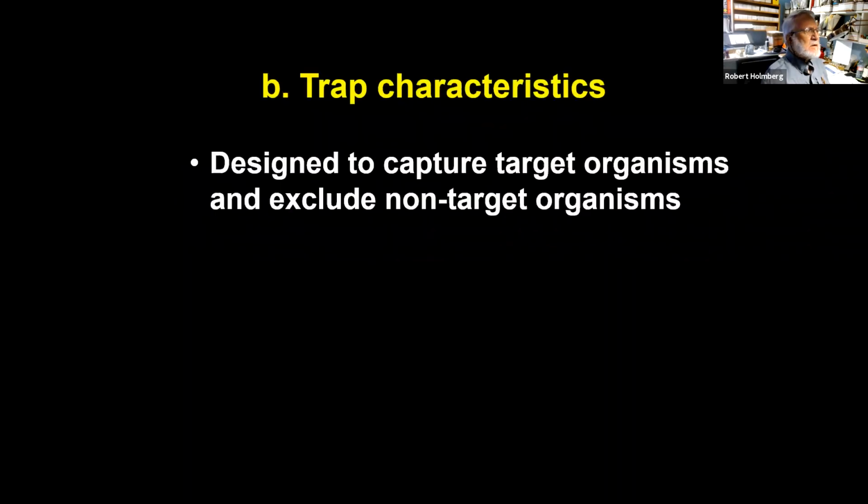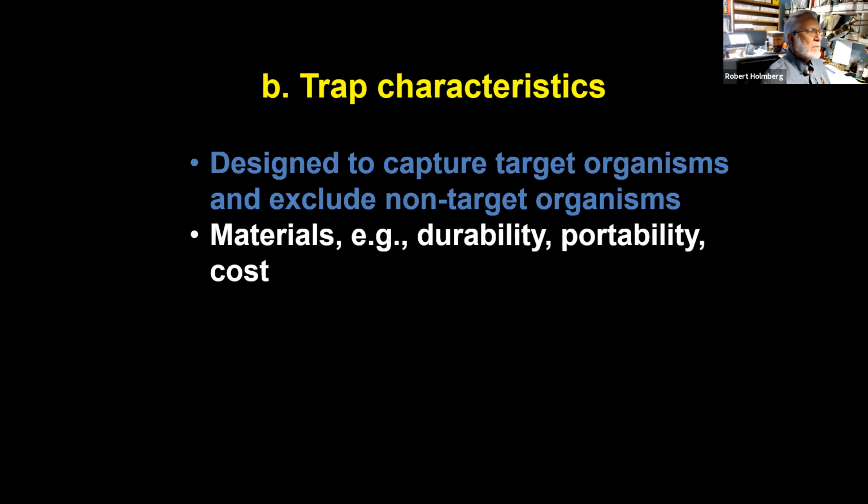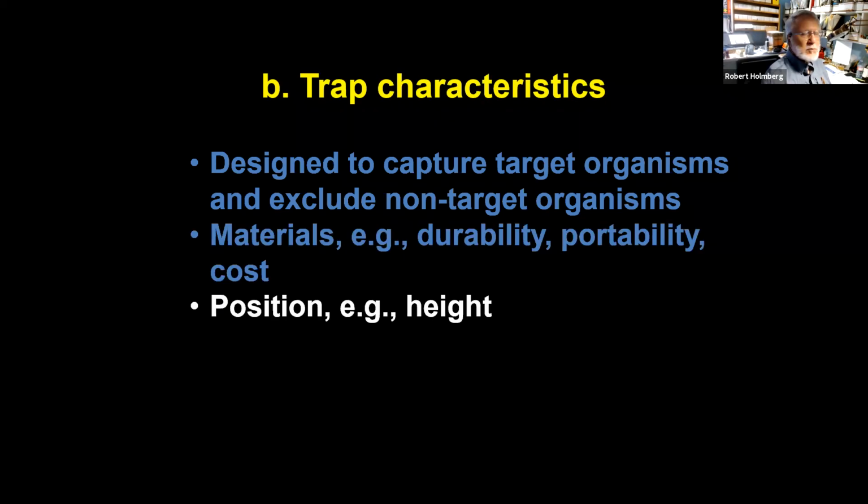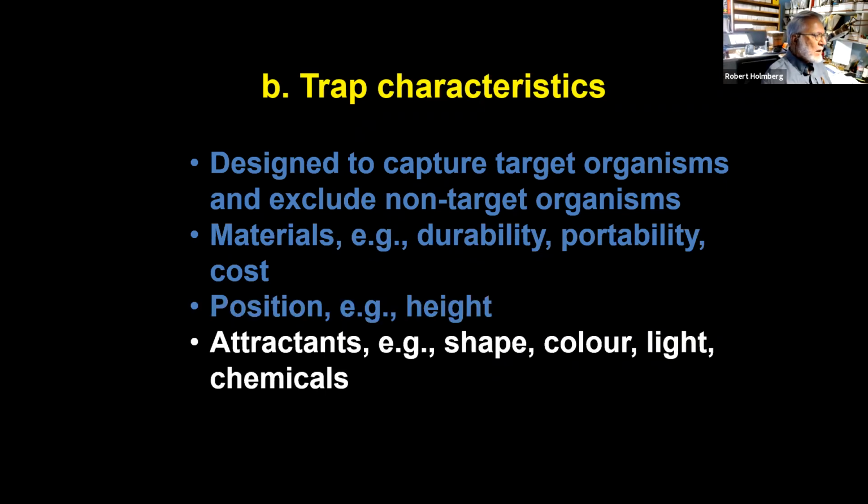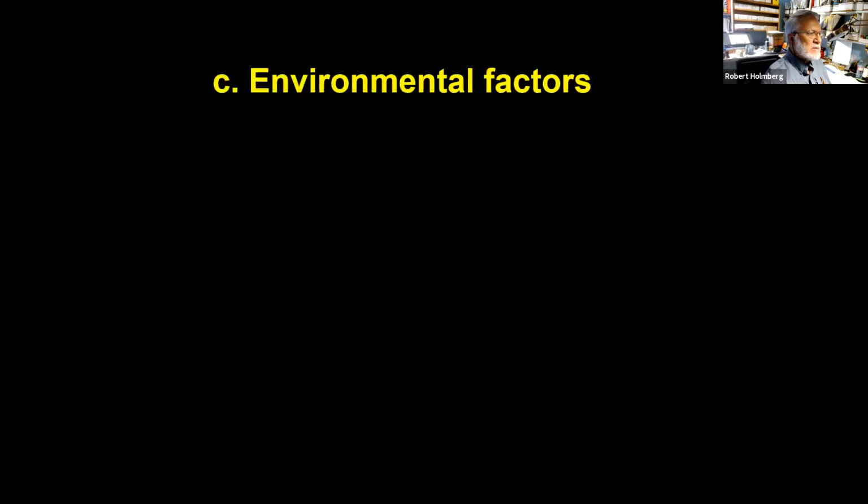Okay, trap characteristics. Well, you're trying to capture your target organisms and exclude non-target organisms. And this is often very, very difficult. And the materials, the durability, the portability of these things, the cost, all of these things factor in. And then the position, like often traps are at different heights. And if you're using attractants, you can use shapes, you can use color, you can use light, you can use various chemicals, all kinds of things like that.